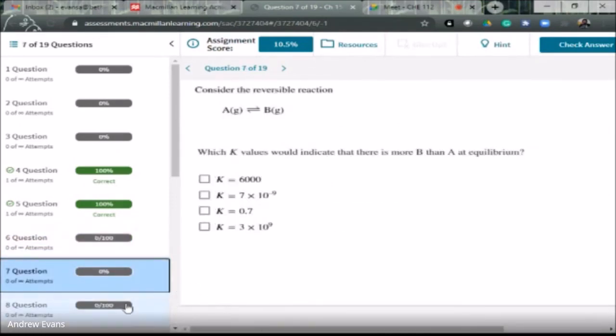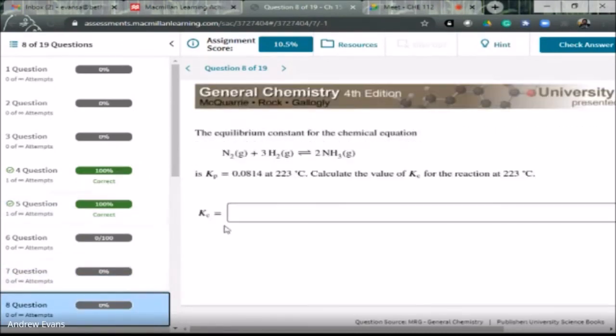Here's one that asks you about the size of K. When K is a very big number, it means we're going to have more B. When K is a very small number, we're going to have more A. So we'll do one of these. Oh, this one, they're turning Kc into Kp. We'll go ahead and do that real quick.